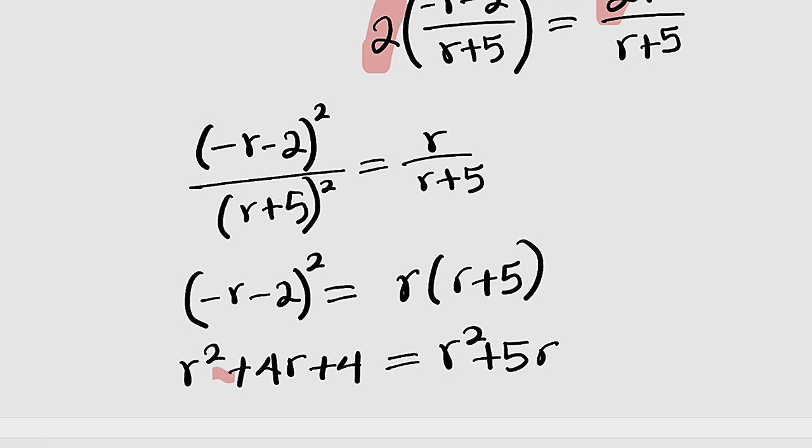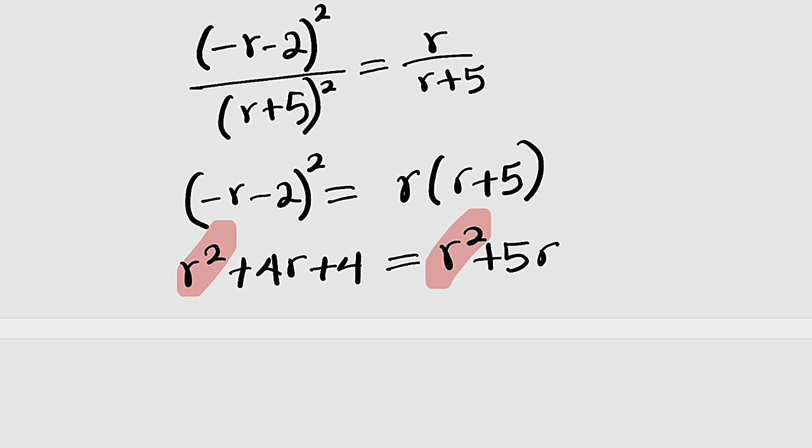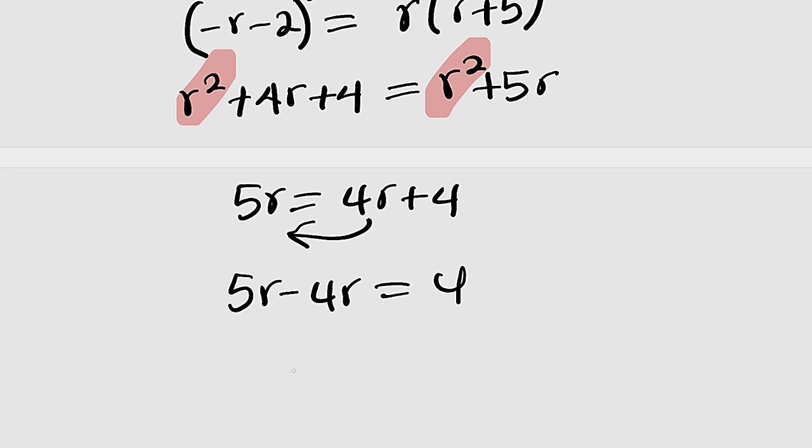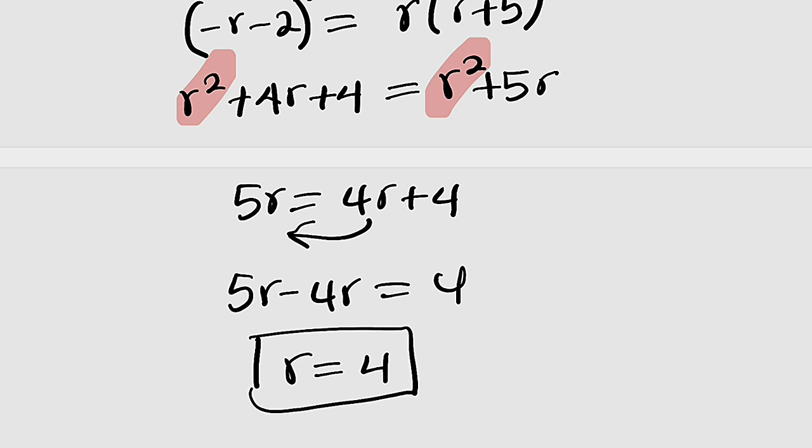From left to right, we have r squared in common. So what do we do next? We collect the like terms. So you can see that 5r is equal to 4r + 4. Then if you take this one to the left, it becomes what? 5r minus 4r equal to 4. And 5r minus 4r is a single r. This is equal to 4, which means that the value of r which we are looking for is equal to 4.